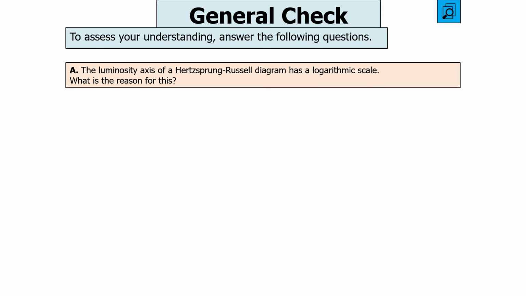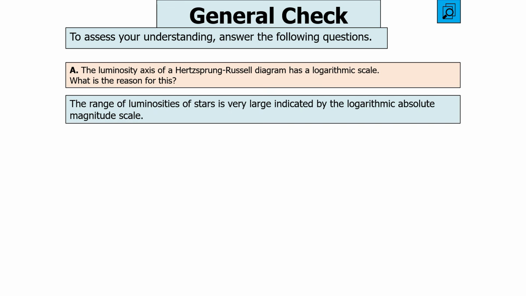The luminosity axis of a Hertzsprung-Russell diagram has a logarithmic scale. What's the reason for this? Well, the range of luminosities of the stars is very large, indicated by the logarithmic absolute magnitude scale.